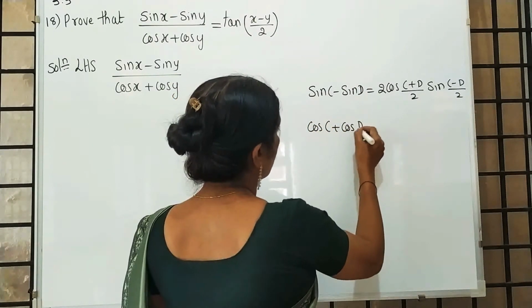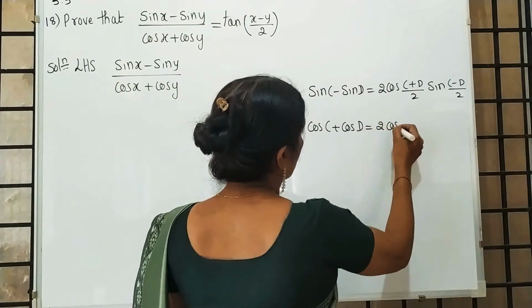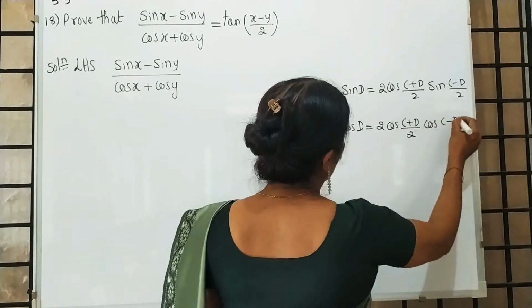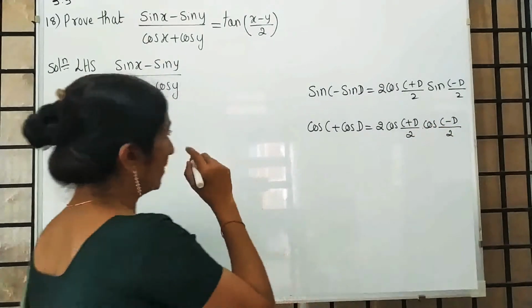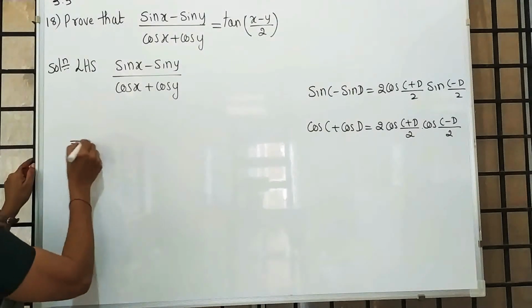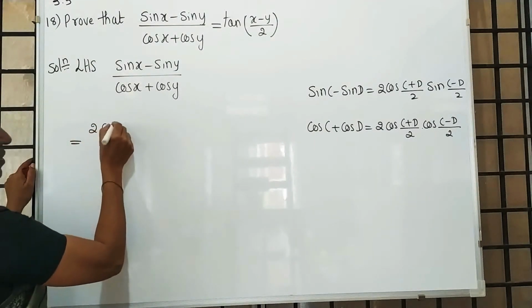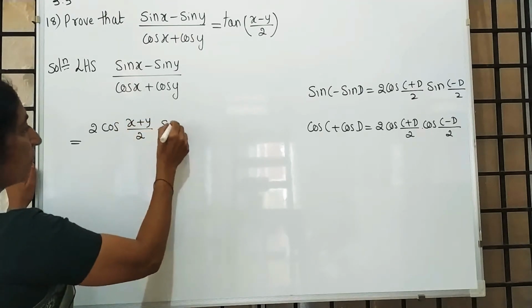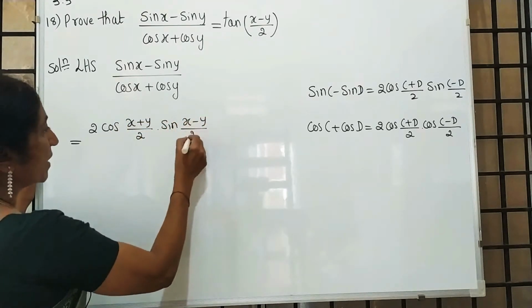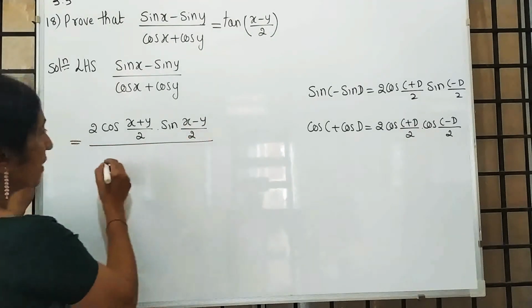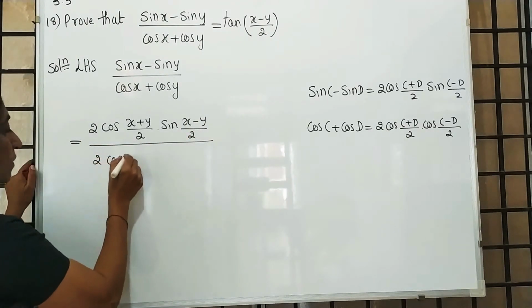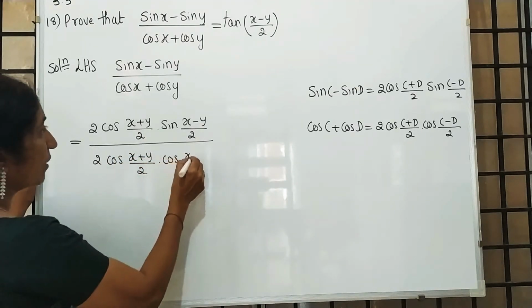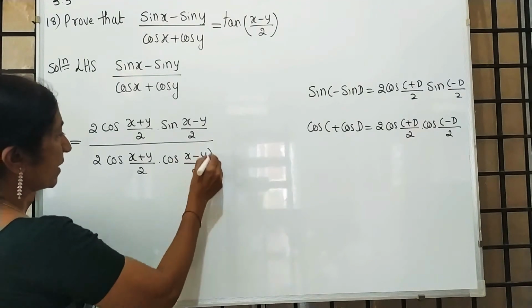cos C plus cos D is 2 cos (C plus D)/2 into cos (C minus D)/2. So apply that. This is 2 cos (x plus y)/2 into sin (x minus y)/2 whole divided by 2 cos (C plus D)/2 into cos (C minus D)/2.